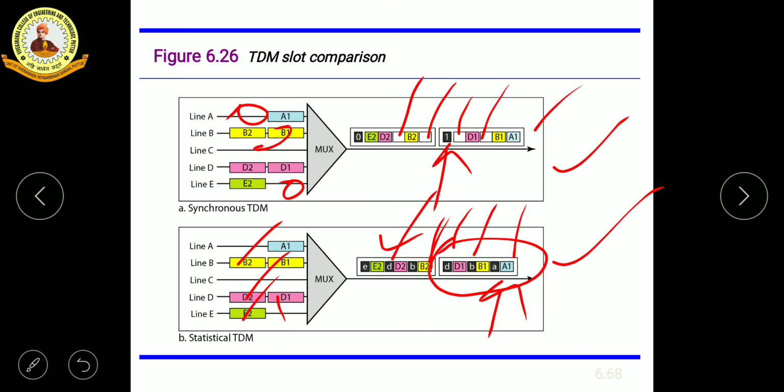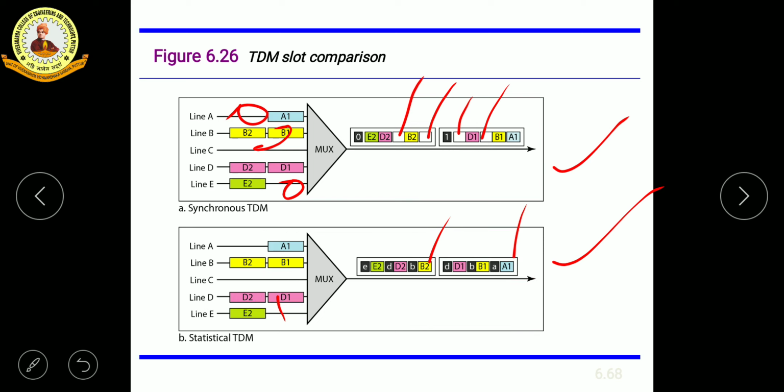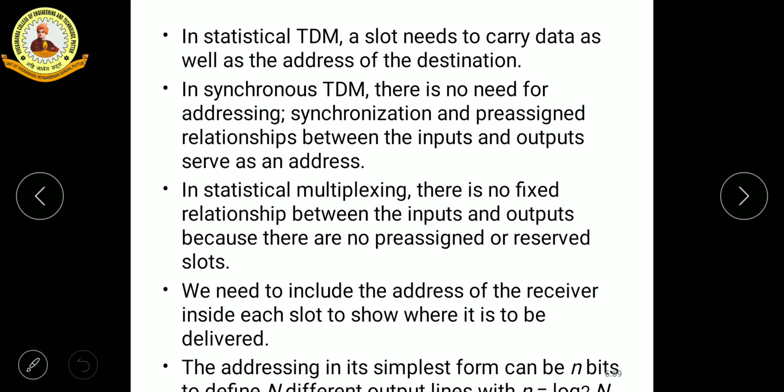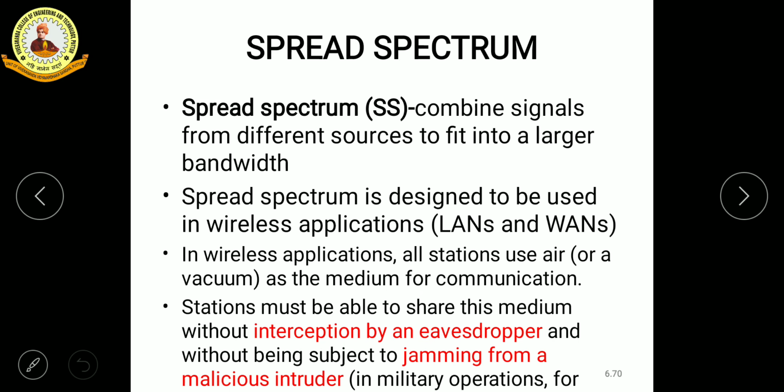B2 has sent the data, D2 has sent the data, and E2 has sent the data, and they have also sent their addresses. B has sent B2, D has sent D2, E has sent E2. That is the meaning of this figure. So this is how statistical TDM works. Okay, I think you have understood.